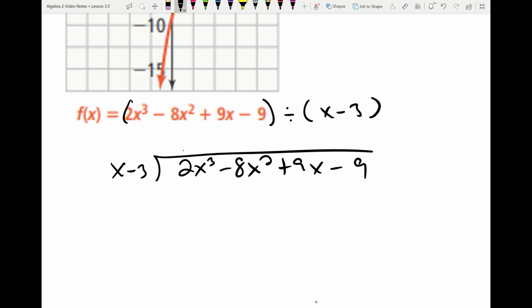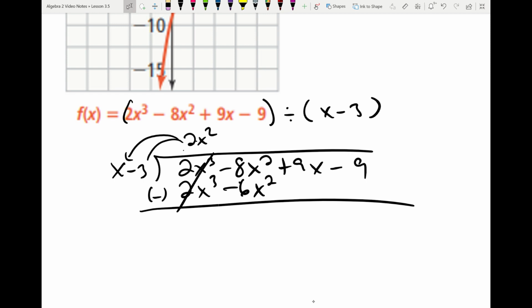All right, so what times x is 2x cubed? That would be 2x squared. And then 2x squared times x is 2x cubed. 2x squared times negative 3 is negative 6x squared. Subtract. We got a double negative, so that's a positive here. Negative 8 plus 6 is negative 2x squared. Bring down the 9x.